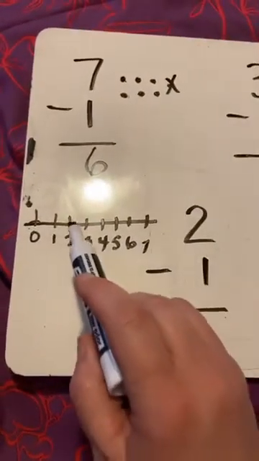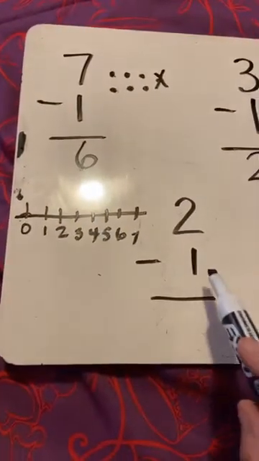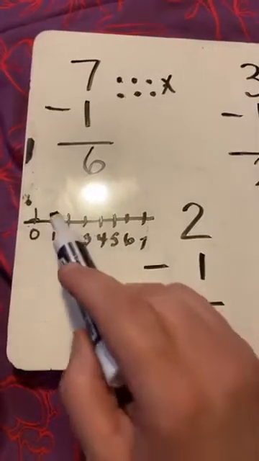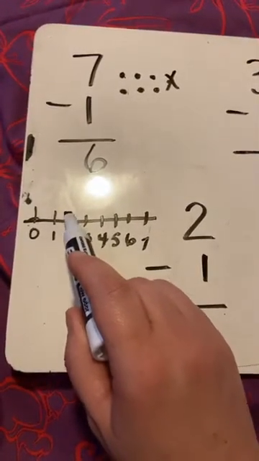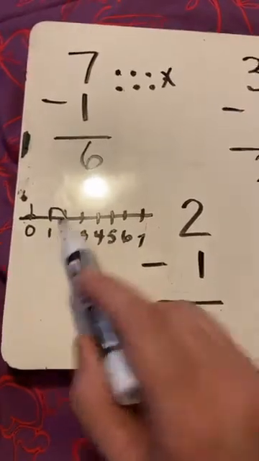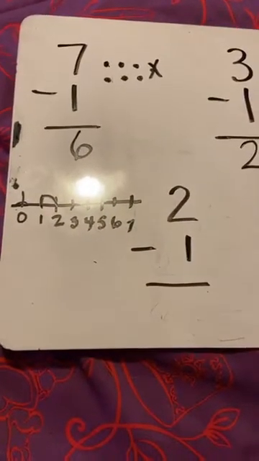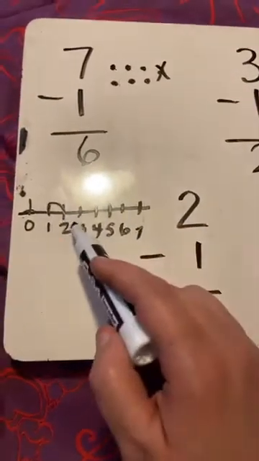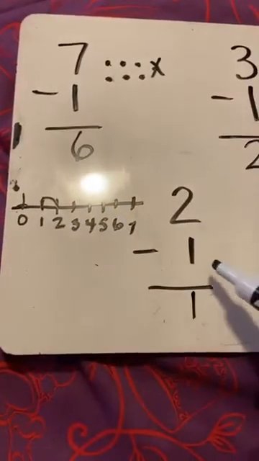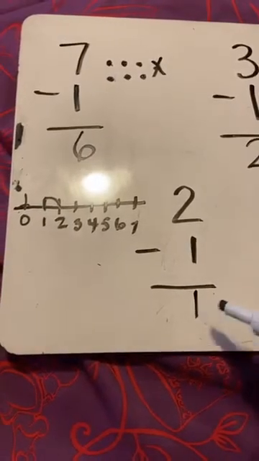So to use a number line, I start at 2 and I go back, how many? 1. So if I start at 2 and I go back 1, what did I land on? 1. You're right. So that I know that 2 take away 1 has to equal 1.